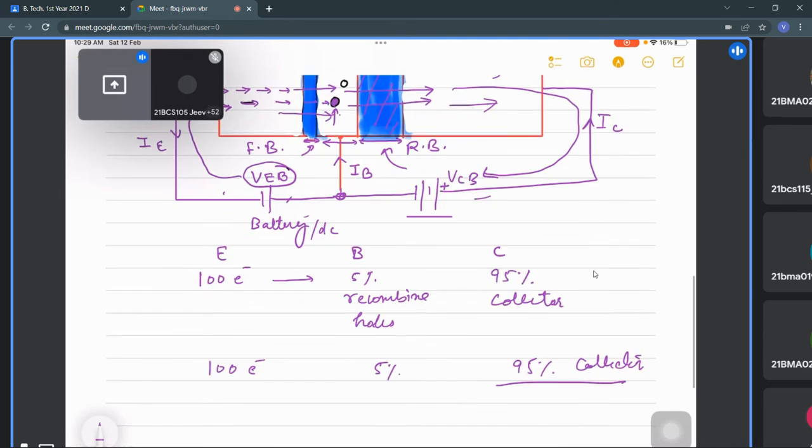These VBE and this VCB are going to provide the biasing, favoritism, for the working of a BJT. Okay? Any questions regarding this?